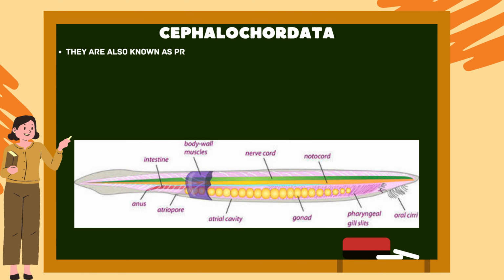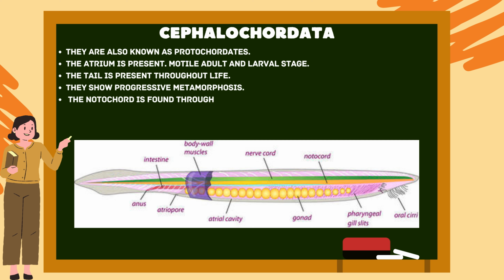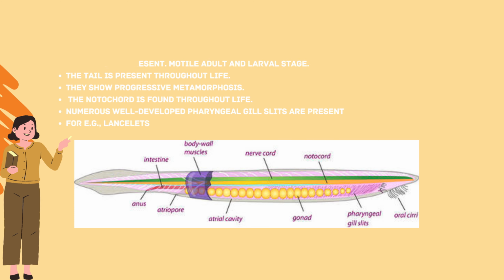Cephalochordata. They are also known as protochordates. The atrium is present, motile in adult and larval stage. The tail is present throughout life. They show progressive metamorphosis. The notochord is found throughout life. Numerous well-developed pharyngeal gill slits are present, for example, lancelets.